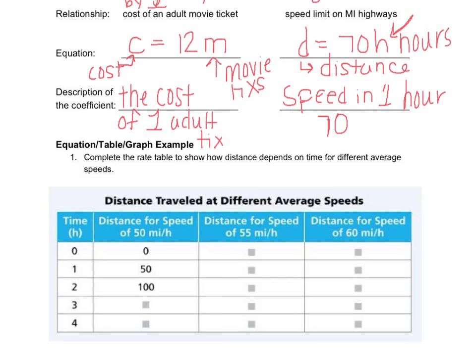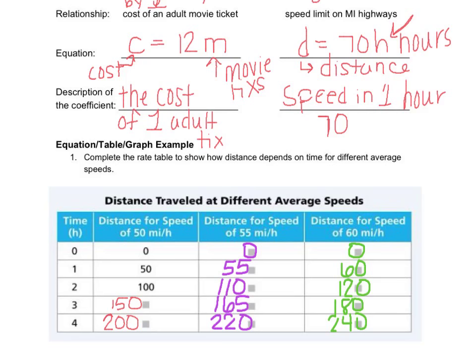Let's take a look at an example now and walk it all the way through from table, graph, equation. So what I would like you to do is looking at the distance traveled at average speeds to go ahead and calculate out where there is a gray box. So go ahead, pause your video, and when you come back, see how you did, and I'll have it completed for you as well.